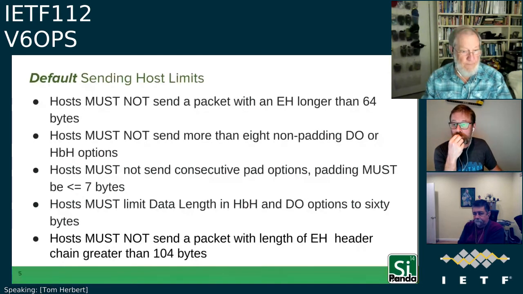The limits are specified in the draft. I won't go over them in detail. We limit EH to a certain size. We also have to consider padding options. This is already in some of the RFCs, but we limit the number of padding options to some logical number. Similarly, data length can have a limit. And that last one is actually the limit on extension header length that I referred to, full chaining.